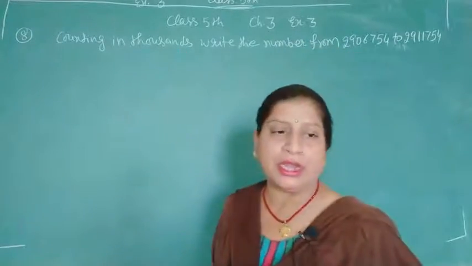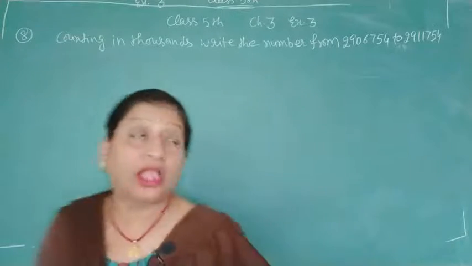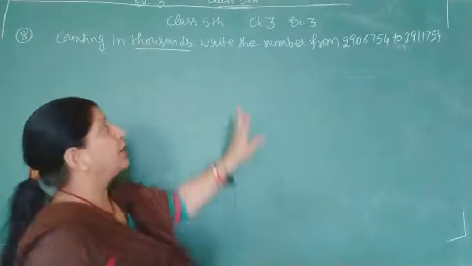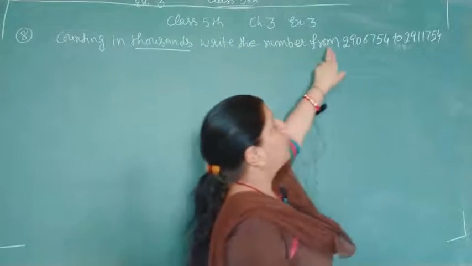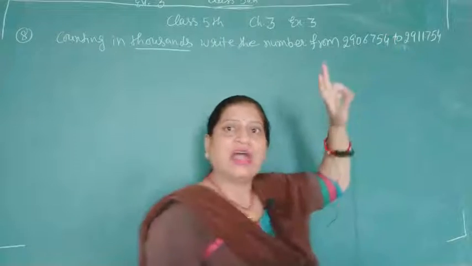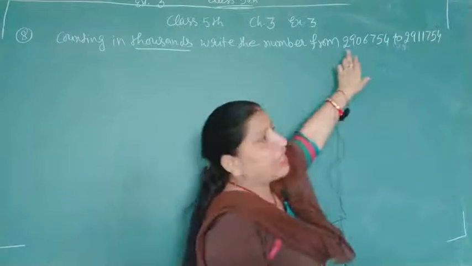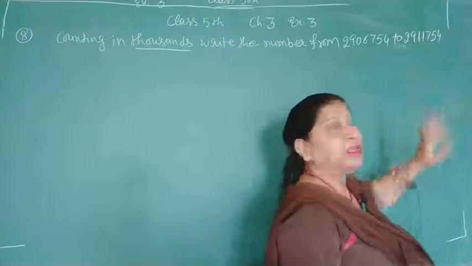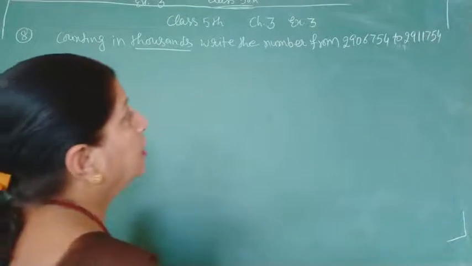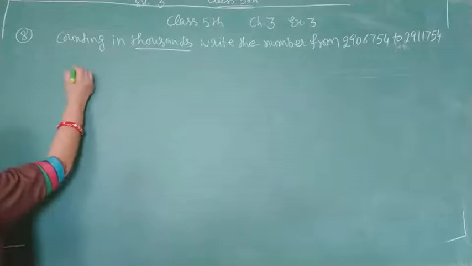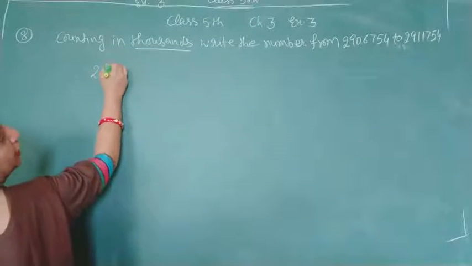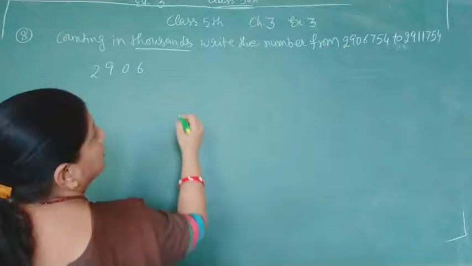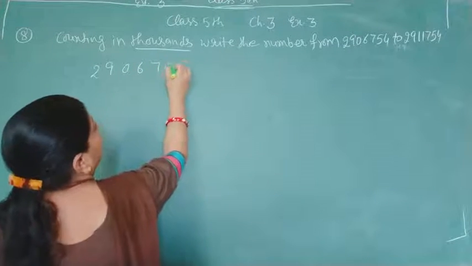Now in question number 8, we have to do counting in thousands. Write the number from this to this. We are given the condition that we have to start writing our number from here till this number. Now we write this number. First we write this number, 29,06,754.